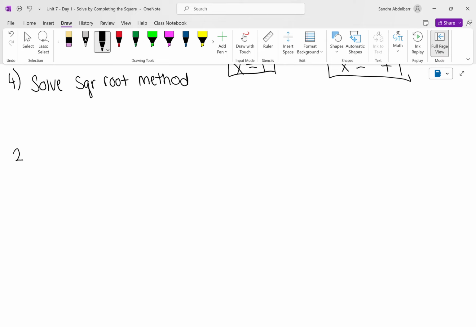Okay, you guys try this one on your own, and then we will step it up a bit. So I want you to solve by completing the square. I know you don't have to. I know you could factor this normal and solve, but I want you to practice completing the square.